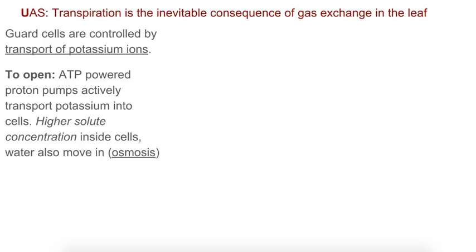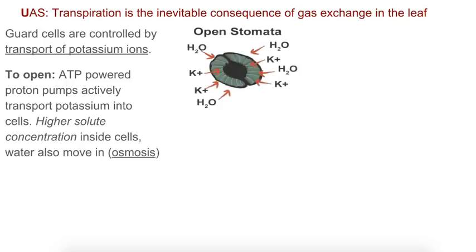Now as potassium moves into the cell, the higher solute concentration created by these potassium ions means that water also moves in through osmosis.